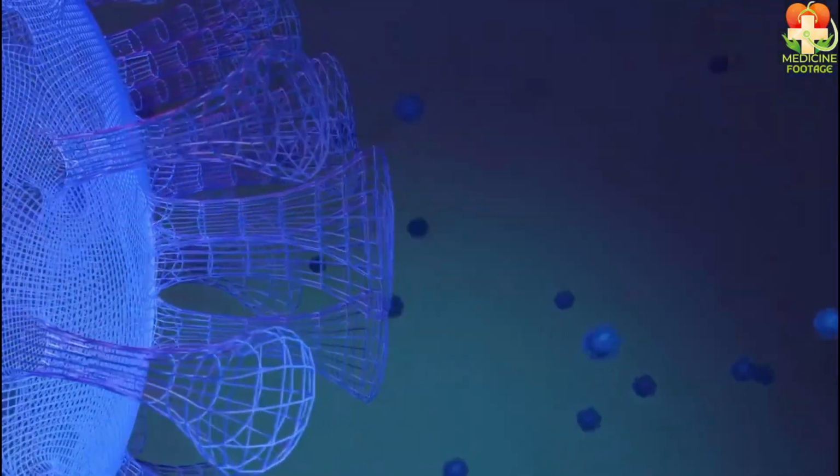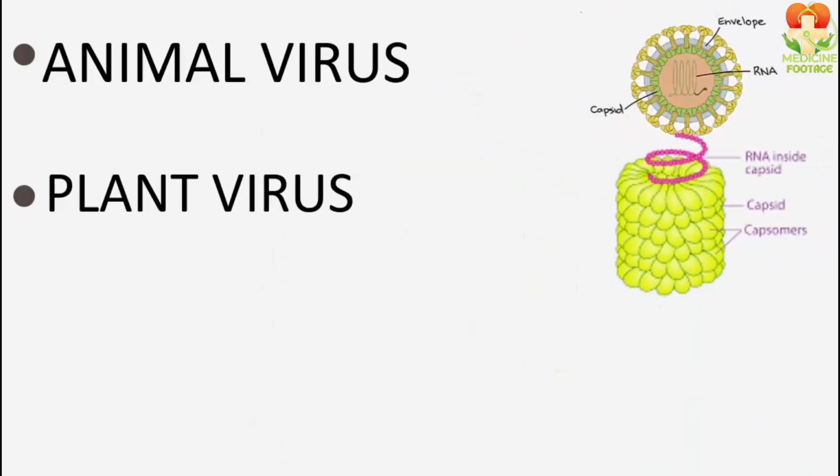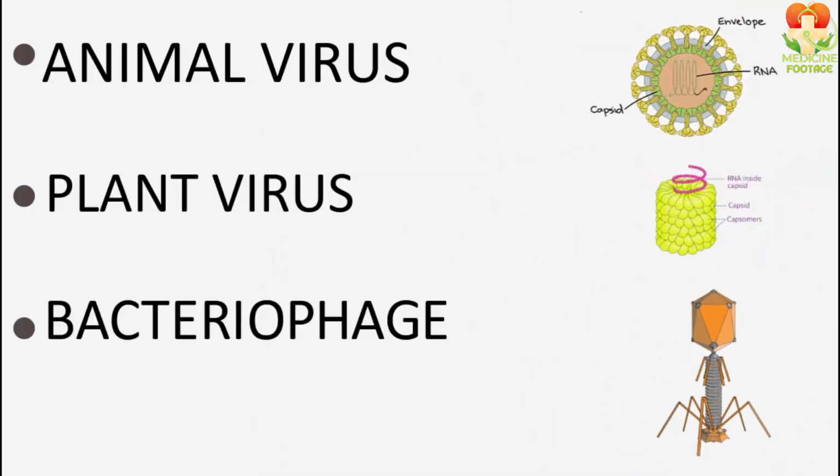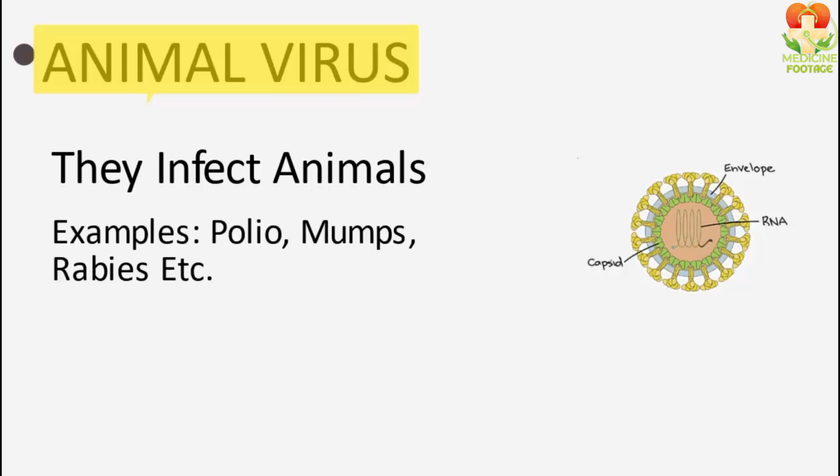Now we come to the third type of classification, which is based on the host. If we talk about the host, there are animal viruses, plant viruses, and bacteriophage viruses. Viruses that spread diseases in animals are called animal viruses. If we talk about their examples, they are polio, mumps, and rabies.